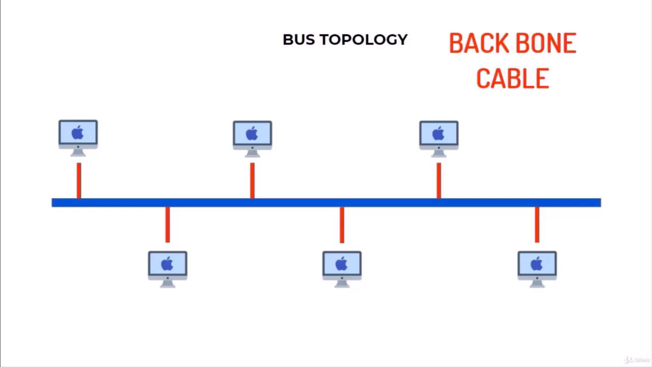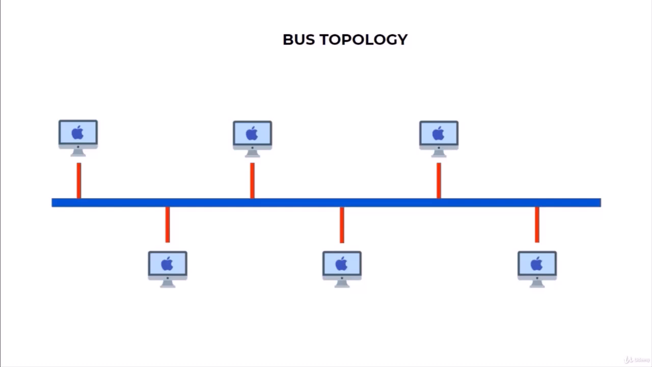So, you can see in the image that the bold blue line is the backbone cable and the red lines are the drop lines. What is the problem with this technology? Suppose the common cable fails, then the whole system will crash down, right? And if the network traffic is heavy, it increases the collisions in the network.